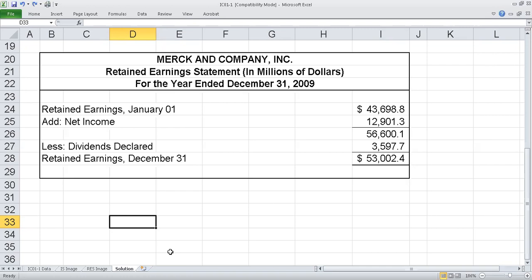The big publicly traded companies use statements of stockholders' equity. Right? So any questions on our retained earnings statement? Any other questions, I should say?